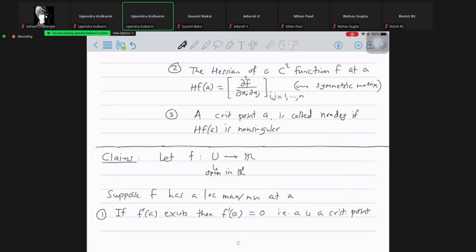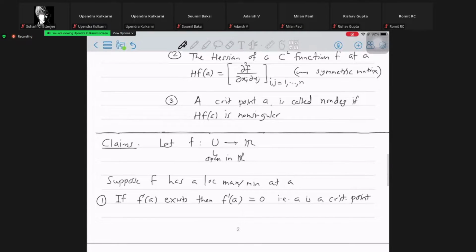Is it correct as it is stated, or do I need to have the derivative in a neighborhood of a? So we require the derivative on a neighborhood. Sorry, I missed that. Can you say that again, please? So we need the derivative on a neighborhood. Okay, all right. So how does the proof go?